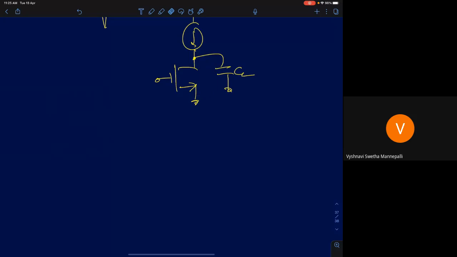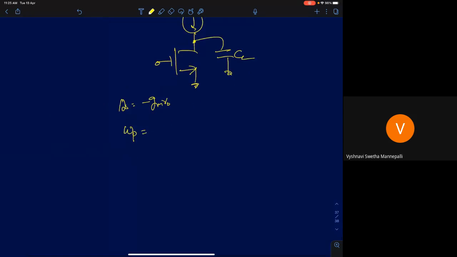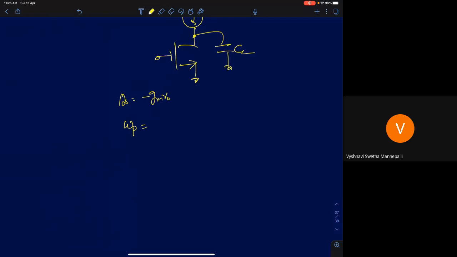RL is infinity. DC gain is minus GmR0. That's your DC gain. And what's your pole location? Omega P, what's your pole? Pole is 1 by R0 CL. That's your location of the pole.